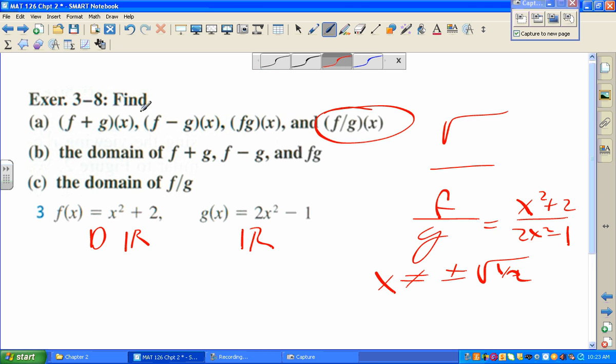Other than that, when you're adding, subtracting, multiplying, and dividing, the domains aren't going to change. Here, they want to draw your attention to the fact that domains do change when you divide. That's why they made it a separate exercise. Anything else?